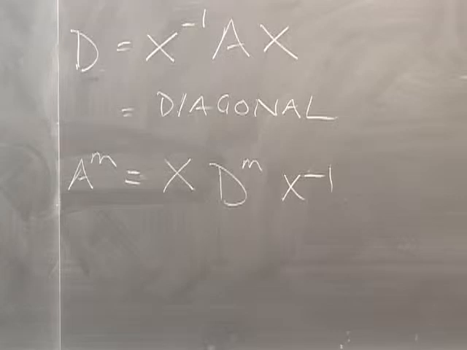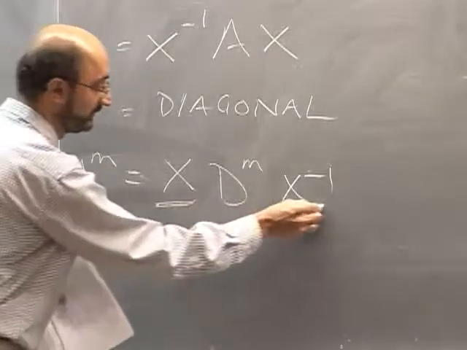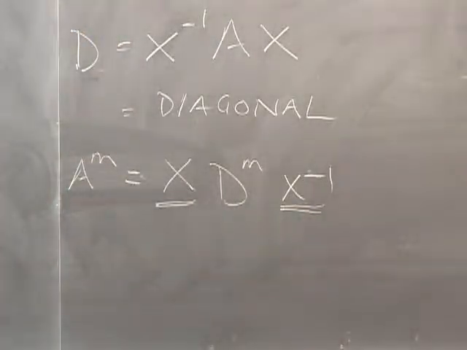Okay, so who was it who pointed at? I think I made a mistake in writing it over here. I need to write X D to the m X inverse, not the other way around. I flipped it around by mistake. But in any case, I still need the X and the X inverse matrices in order to compute A to the m. Okay, so any questions about this?